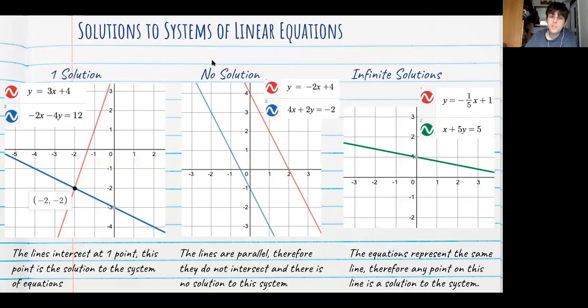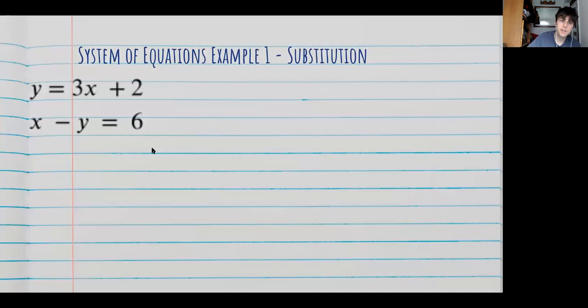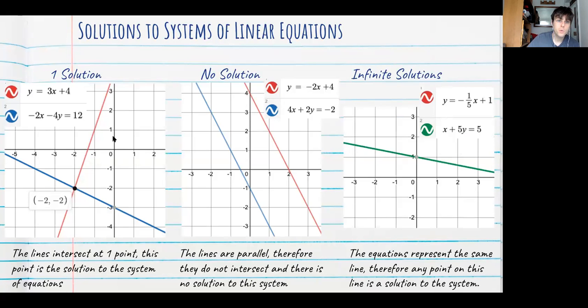So for the solution to a system of linear equations, we have a couple of options. There could be one solution. One solution is when the two lines intersect at a singular point. That point, which is right down here, (-2, -2), is our single solution. This is going to be the most common. We find one solution. There are some other options, though.